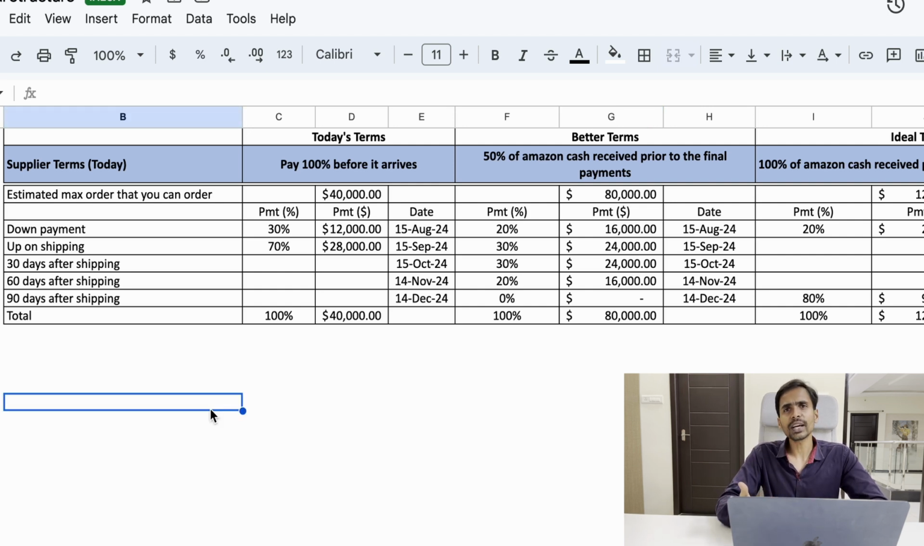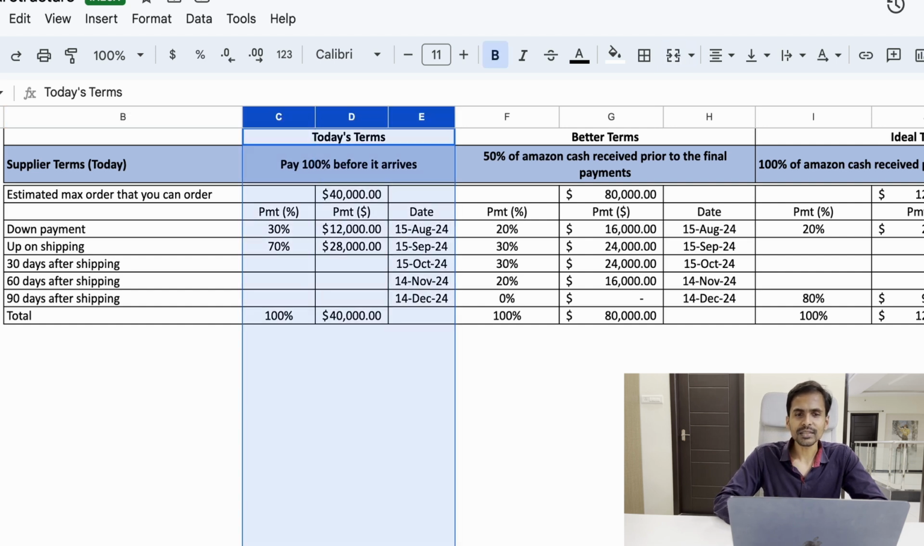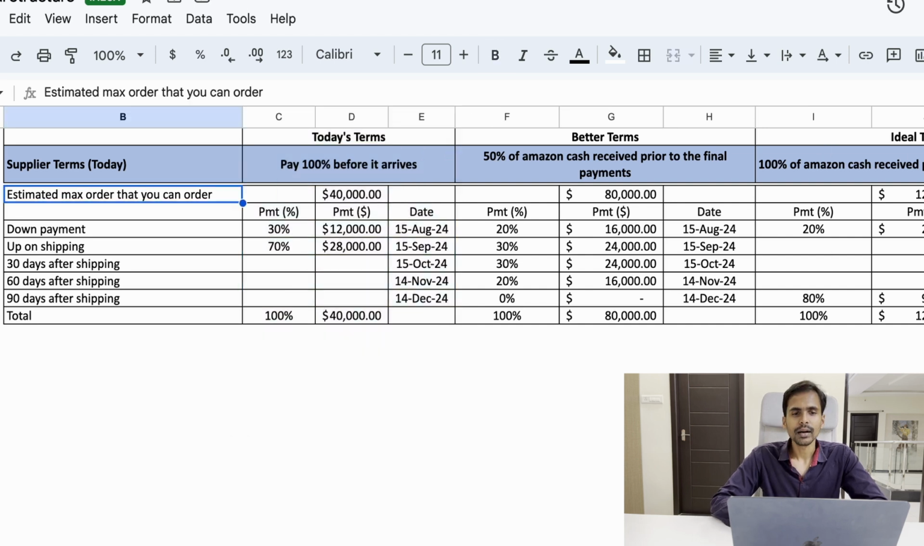Let me also try to explain this with an example. If you look into my screen, there are three sections. One is today's terms, and then we are talking about better payment terms, and then we are talking about ideal payment terms. Let's assume that my inventory requirement as of today is worth $40,000, right?